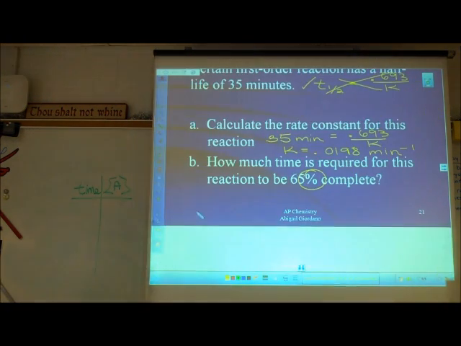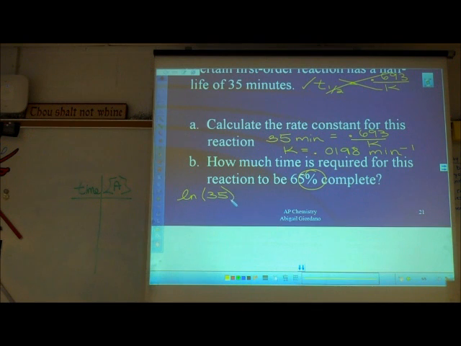Now let's plug in the numbers. Natural log of 35 equals negative 0.0198 times T. What do you get for T? 53? 53 what? Seconds, minutes, hours, days? Minutes. Okay.